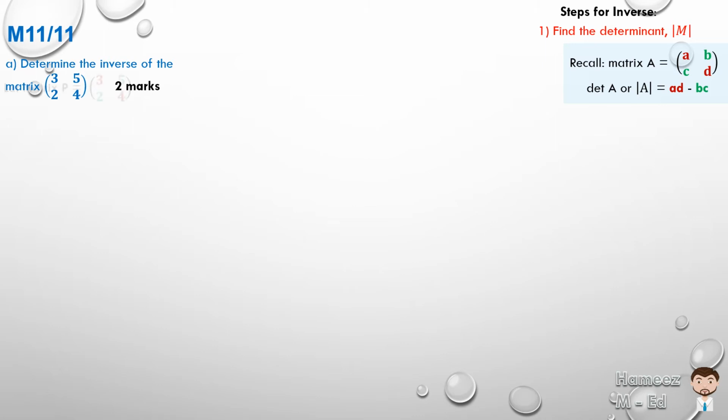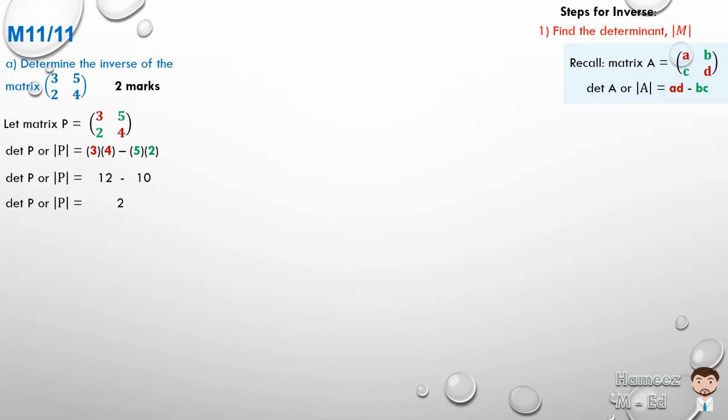So let's do that. So let us name that matrix. Let's call it P. So P is 3, 5, 2, 4. And I've used the same color so we can easily identify it. So the determinant of P, or mod P, which is short for the word modulus, which are the straight lines around P, would be 3 by 4 minus 5 by 2, which is 12 minus 10, and we can solve, and that will give us 2. So we found the determinant of P.